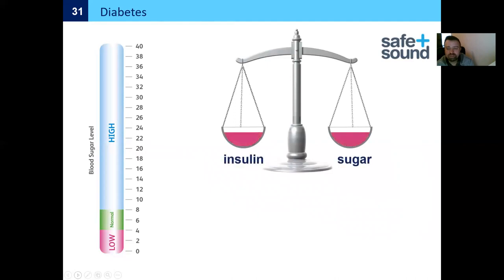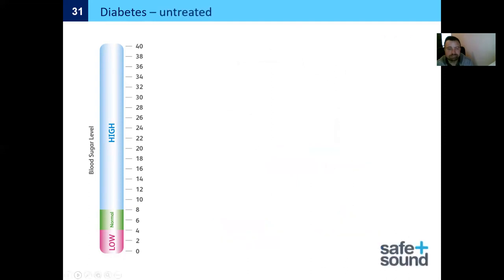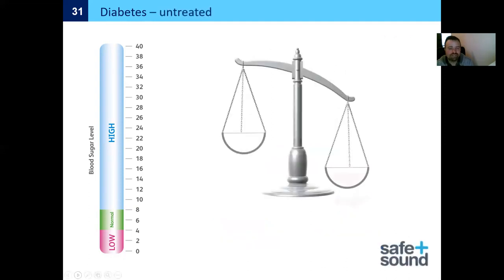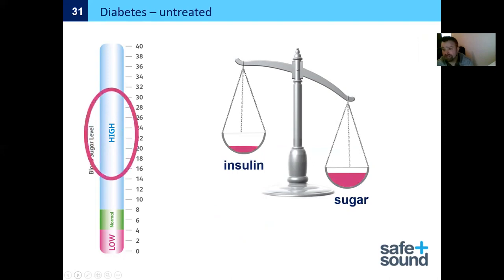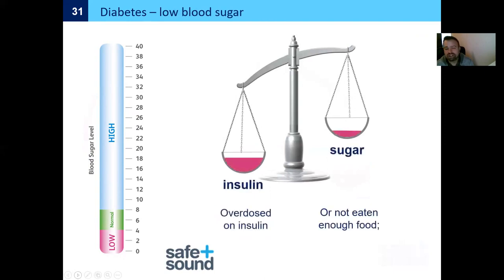So for us, it's all about balancing the sugar and the insulin, making sure that you've got a fixed amount of insulin that burns up the sugar. Obviously the insulin is there to balance that. If it's left untreated, too much sugar and not enough insulin makes them go high, and vice versa, too much insulin and not enough sugar makes you go low.